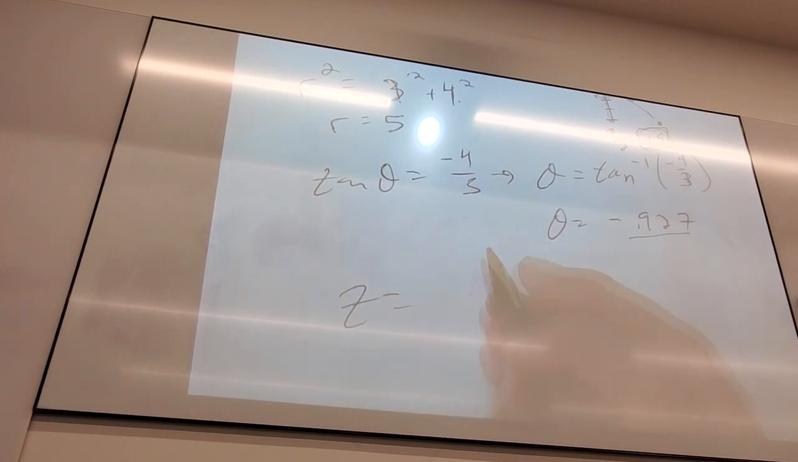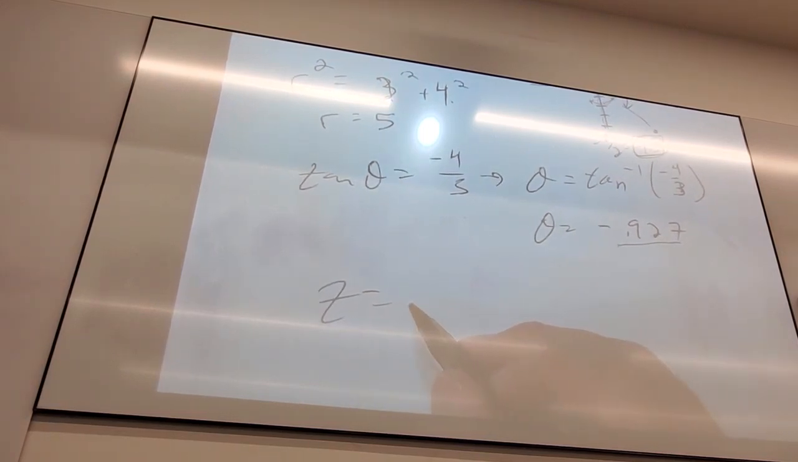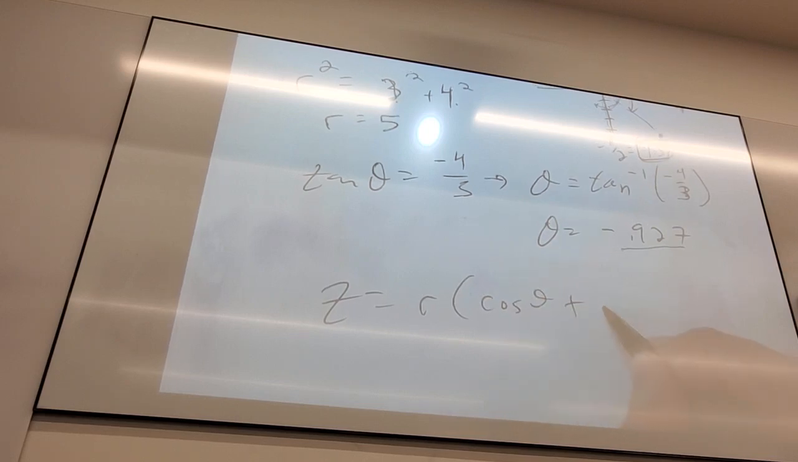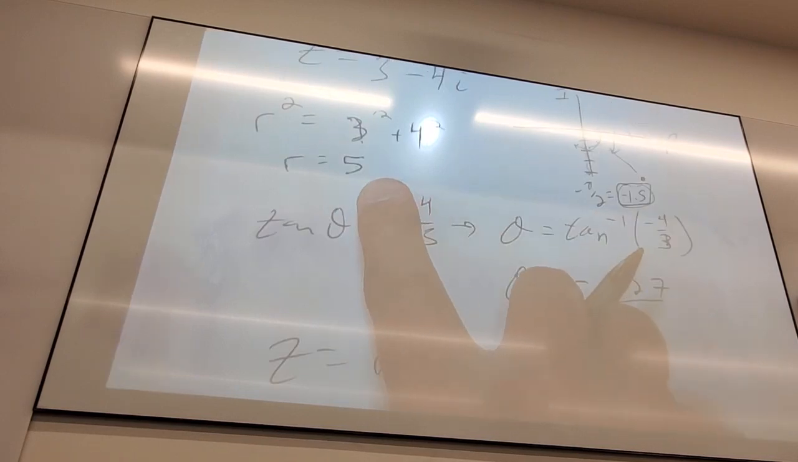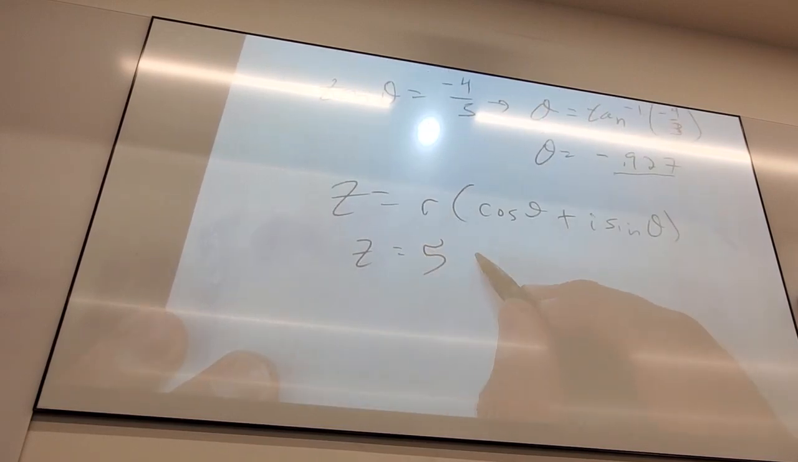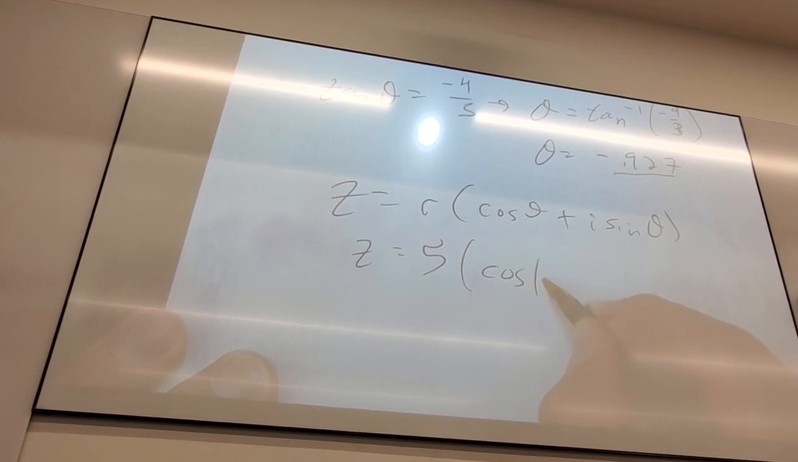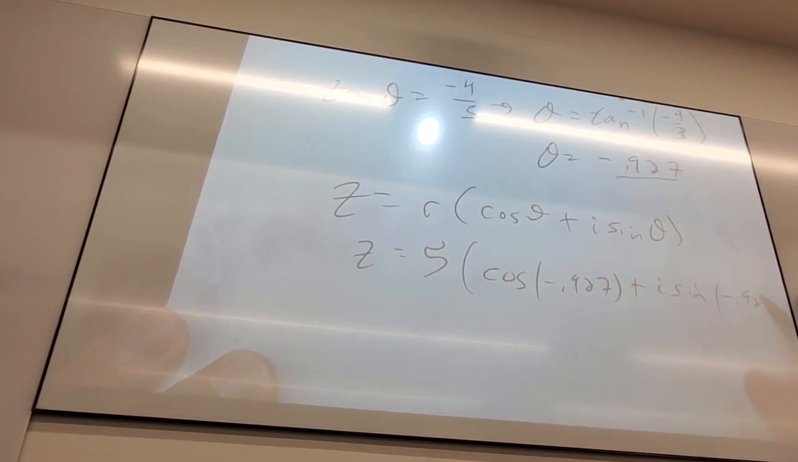Okay. So how do I write it? What's the polar form for a complex number? It's r times cosine theta plus i sine theta. So now we know everything. We know r is 5 times cosine of negative 0.927 plus i sine of negative 0.927.